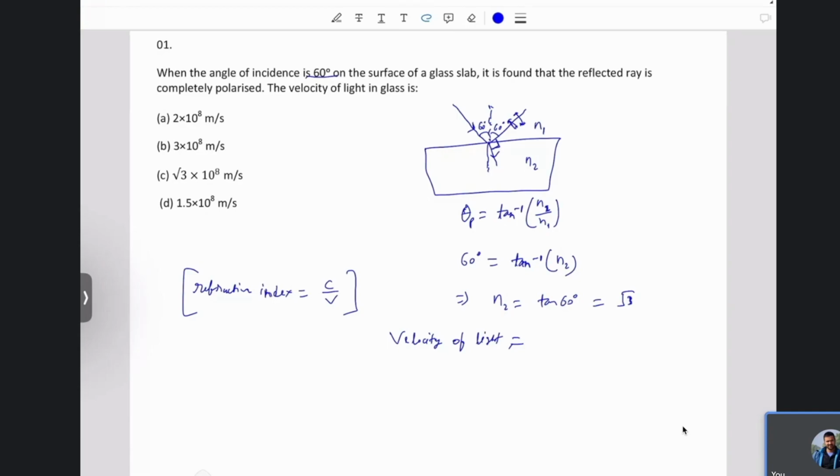So the velocity of light in the medium will be simply C by n2, which is 3 into 10 to the power 8 divided by under root 3, which is 3 under root 3 into 10 to the power 8. Correct? C option. Is it fine?